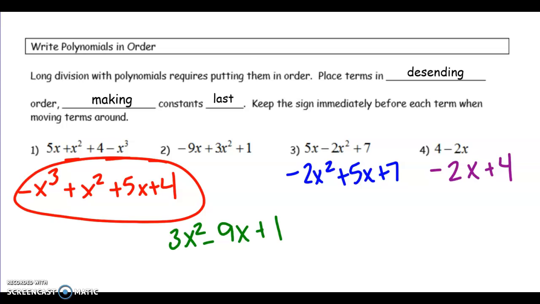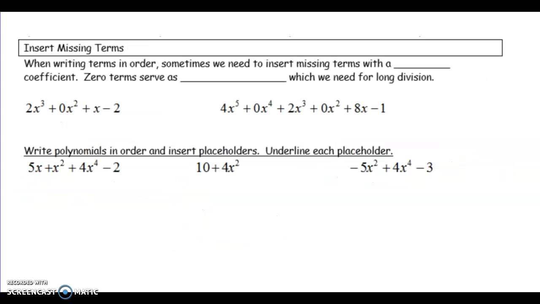Now, however, with division, sometimes we need to insert missing terms with a 0 coefficient. 0 terms serve as a placeholder, which we need for long division. So you'll see it goes 3, 2, 1, 0. 5, 4, 3, 2, 1, 0. So we're going to rewrite these next ones.